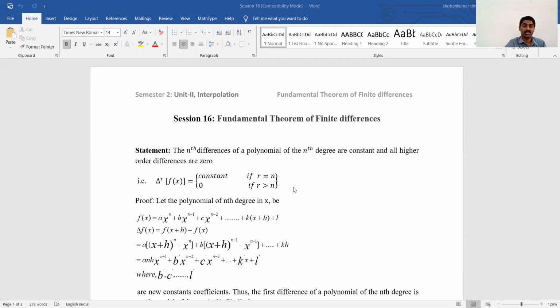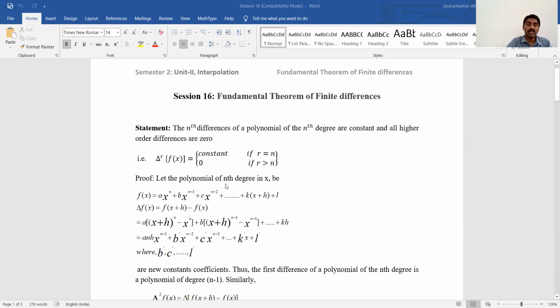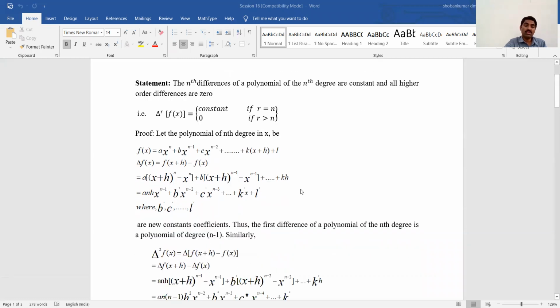Now I have to prove this result. Let the polynomial of nth degree in x be of this form: f of x is equal to a x to the power n plus b x to the power n minus 1 plus c x to the power n minus 2 plus and so on, k x plus l. Here we know the definition of the first forward difference: delta f of x is equal to f of x plus h minus f of x.